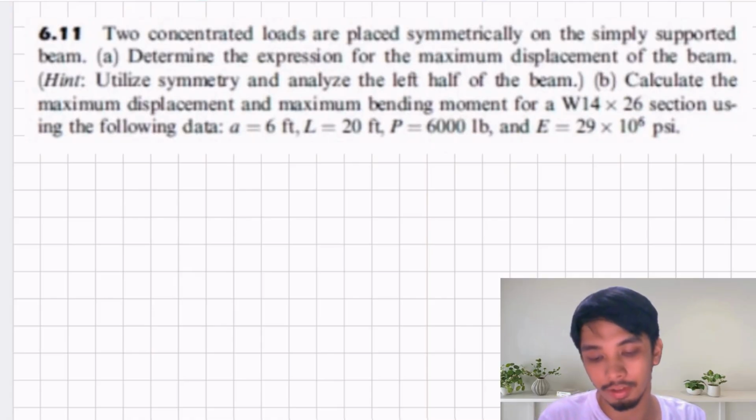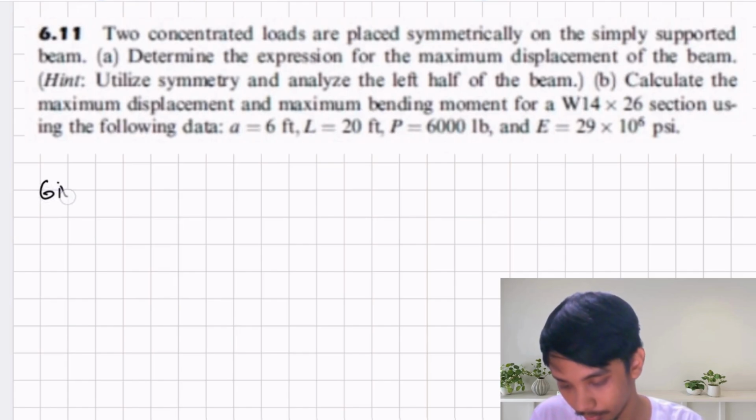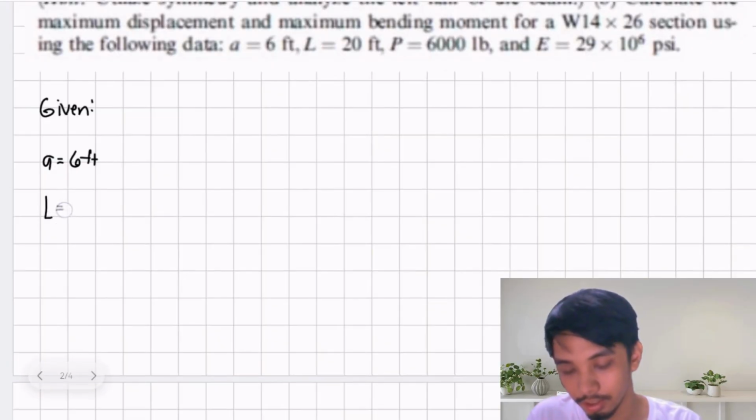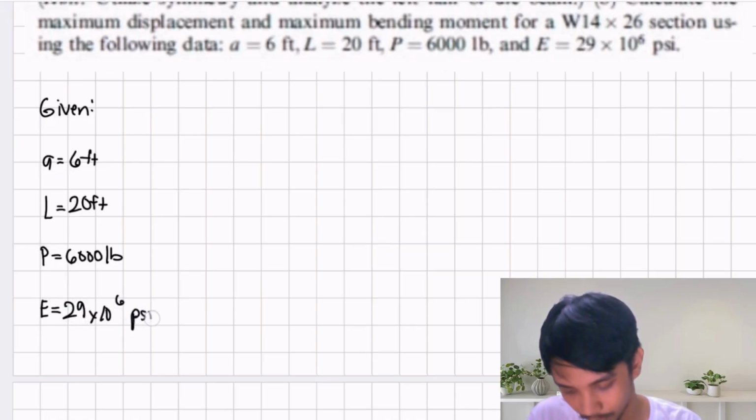A is 6 feet, L is 20 feet, P is 6,000 pounds, and E is 29 times 10 to the 6 psi. First, I'm going to write the givens. Given A is equal to 6 feet, L is 20 feet, P is equal to 6,000 pounds, and E is equal to 29 times 10 to the 6 psi.